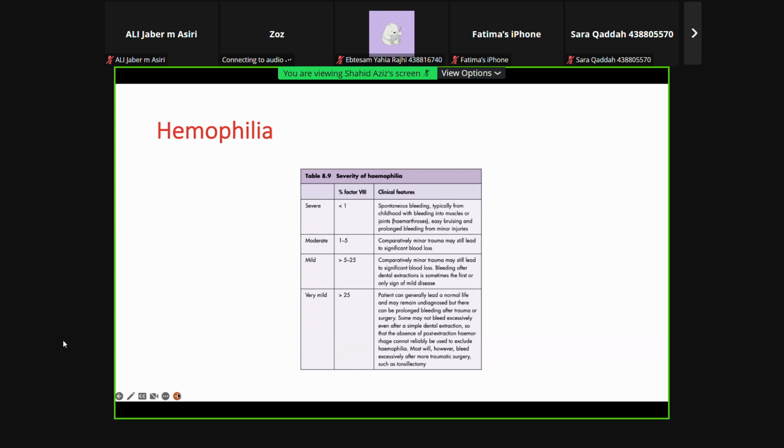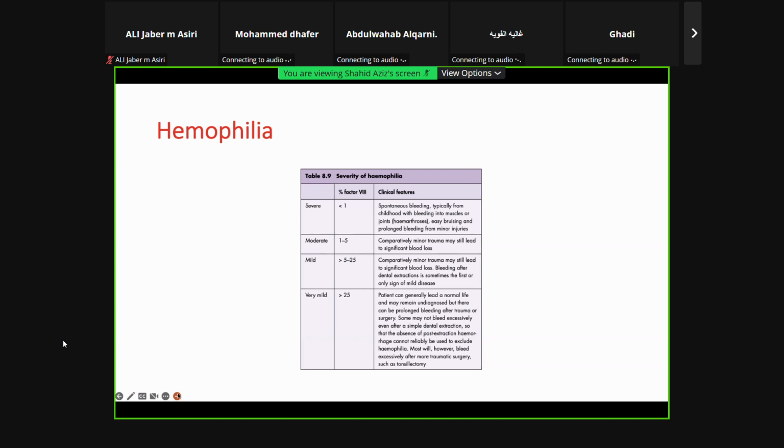These patients have spontaneous bleeding episodes, and they typically start from childhood, with recurrent episodes of bleeding into their muscles or joints. Bleeding into the joints is called hemarthrosis. They can have a history of easy bruising and also prolonged bleeding, either spontaneously or from minor injuries or surgical procedures like dental extraction. So you have to be very careful when these patients come to you for any dental procedure, including extraction of the teeth. Initially, they may have normal hemostasis, but after some time they can have delayed but prolonged and severe bleeding, which is very important to note in severe hemophilia.